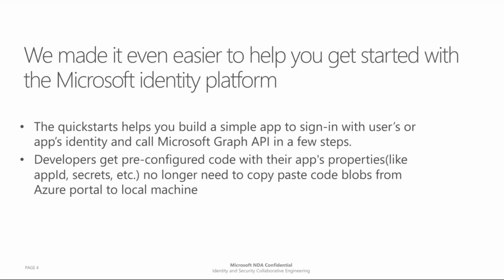it even easier to help you get started with the Microsoft Identity platform. The quick starts help you build a simple app that enables you to sign in with your users or app's identity and then call Microsoft Graph API in a few steps. With the new improvements, developers get pre-configured code with their app's properties like app ID, secrets, or anything that needs to run your app successfully. And you no longer need to copy paste code blobs between the Azure portal into your local machine. With that, I would get into a quick demo of what the experience looks like.